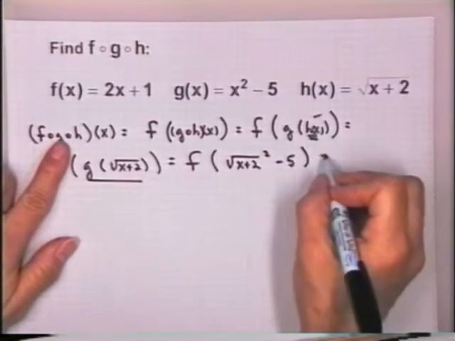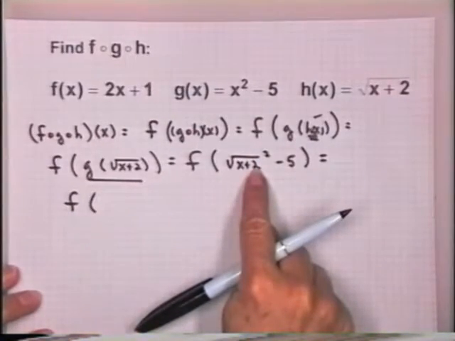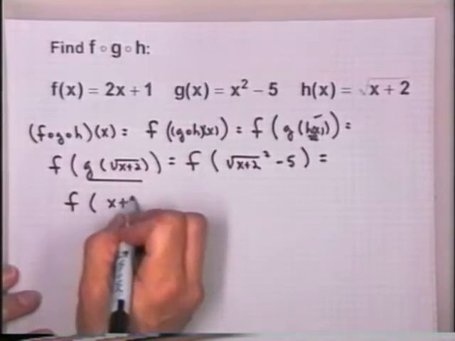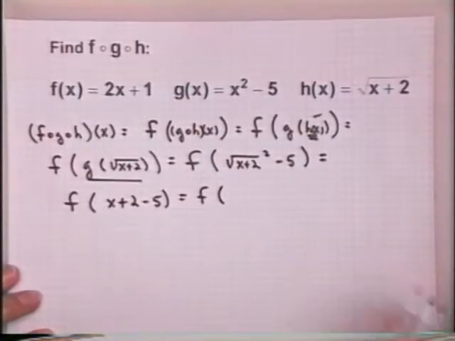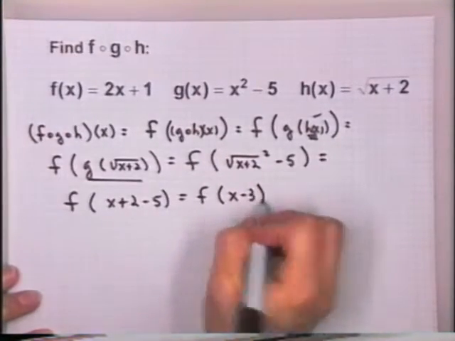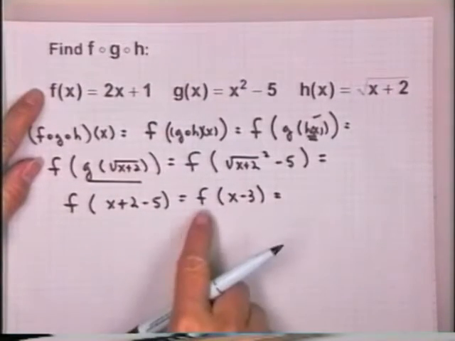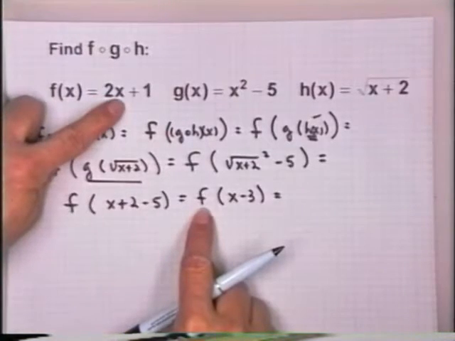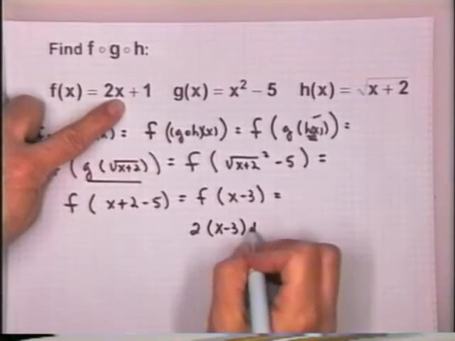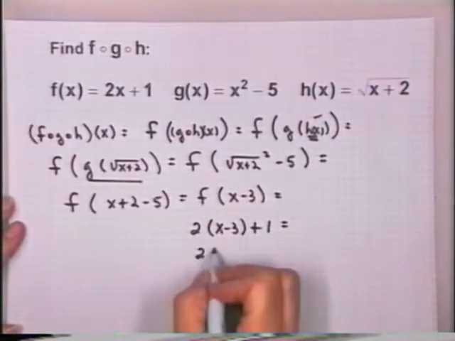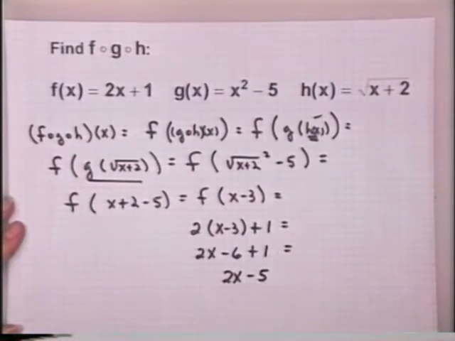Now before we go to f, let's do a little bit of simplifying on that inside part. What happens when you square this square root? It removes the square root and you have x plus 2. Bring down your minus 5. Now let's keep simplifying. What's x plus 2 minus 5? It's x minus 3, isn't it? Now we have it in a more simplified form that we know exactly what to do. We're looking at function f now, and we're replacing the x with x minus 3. So 2 times x minus 3 plus 1, and simplifying, 2x minus 6 plus 1 gives us 2x minus 5.